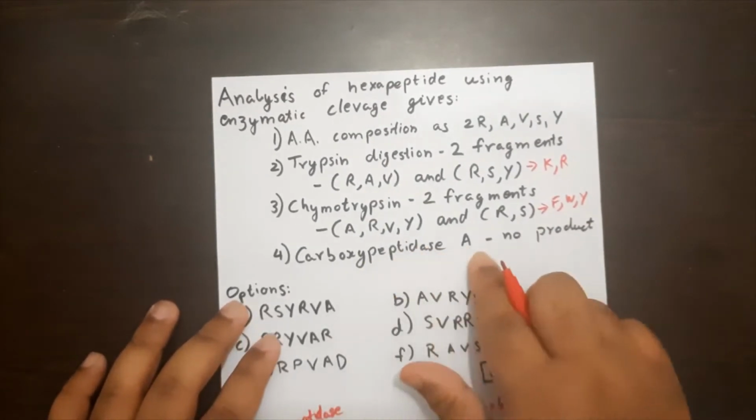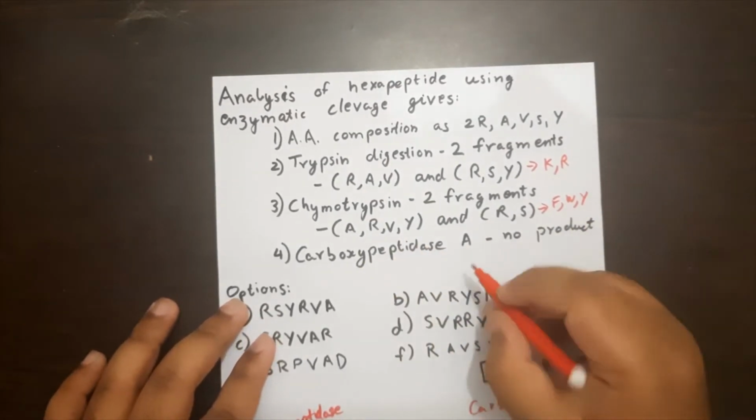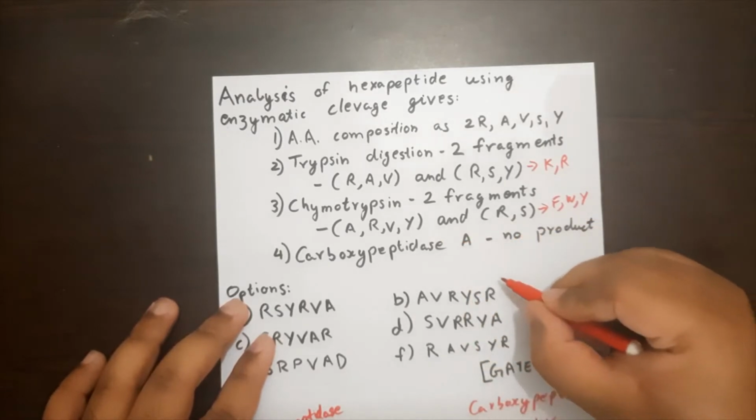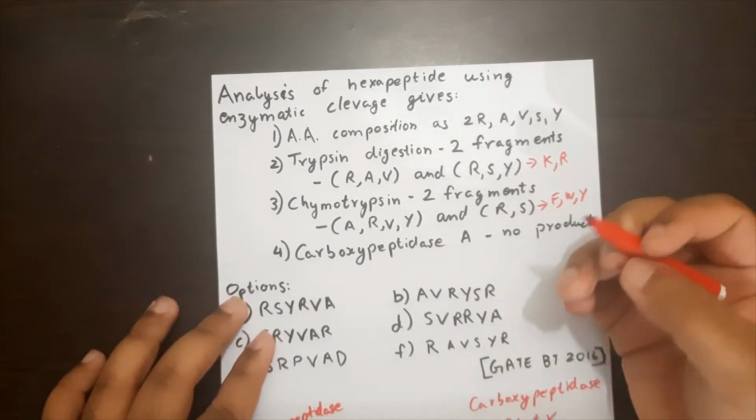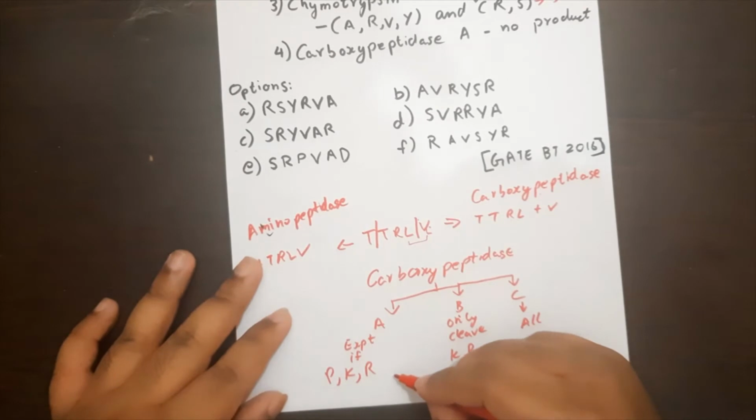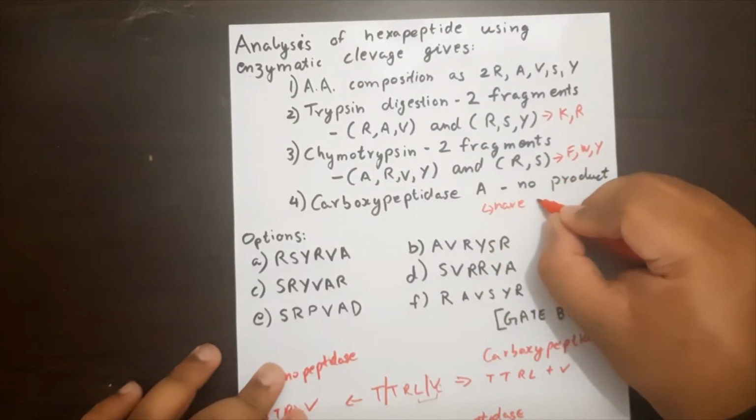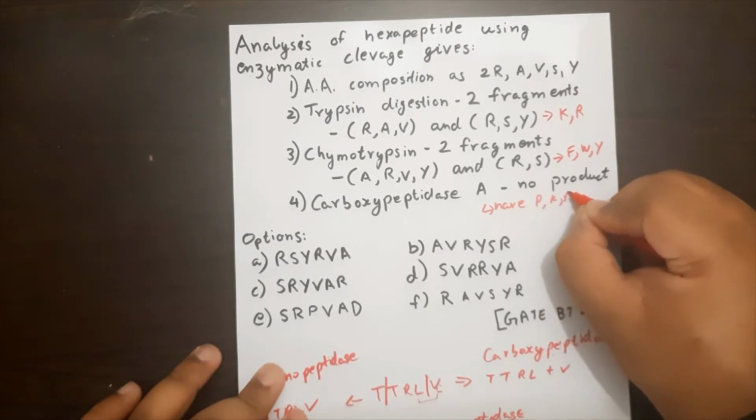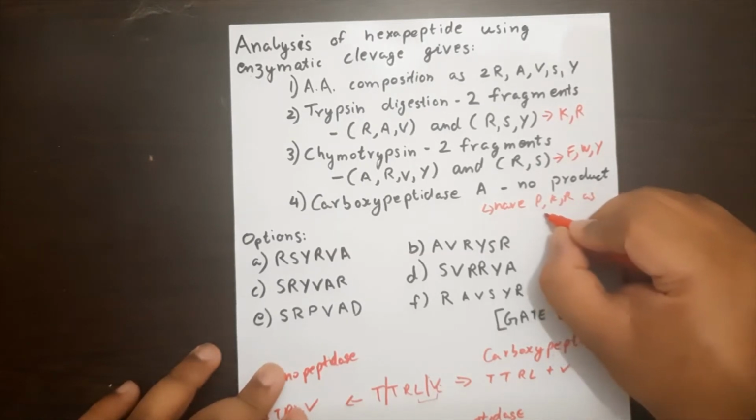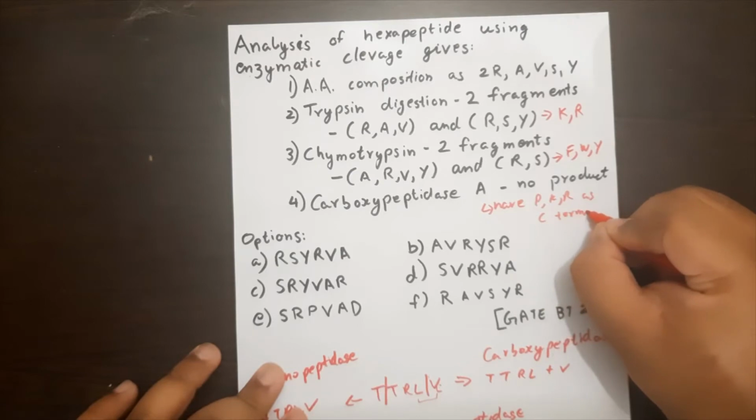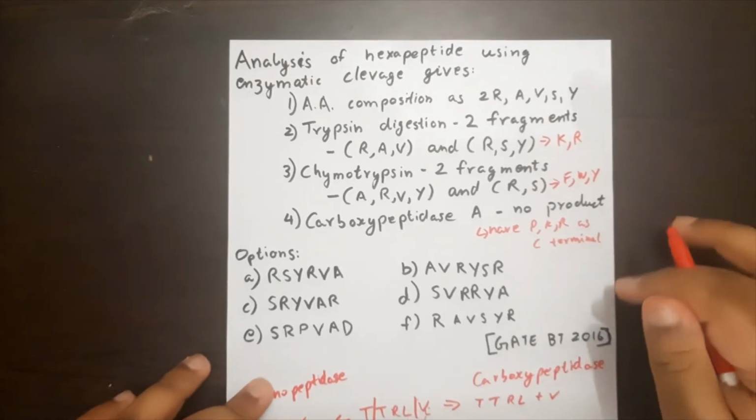So remember, carboxypeptidase A giving no product means the C-terminal should have proline, lysine or arginine. So now we have this kind of information.